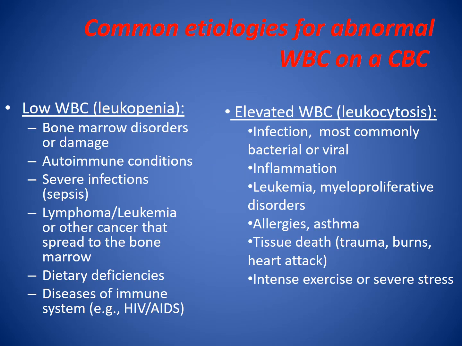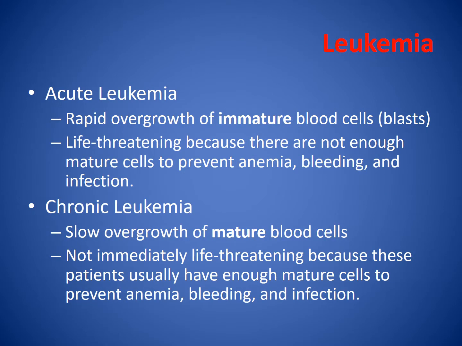Going back into our WBCs now, we're going to start looking more at those leukemias. So bringing back our initial slides. So what is leukemia? We have 2 different types of leukemia. We have an acute leukemia and we've got a chronic leukemia. Our acute leukemia is something that we typically see as an overgrowth of immature blood cells or blasts.